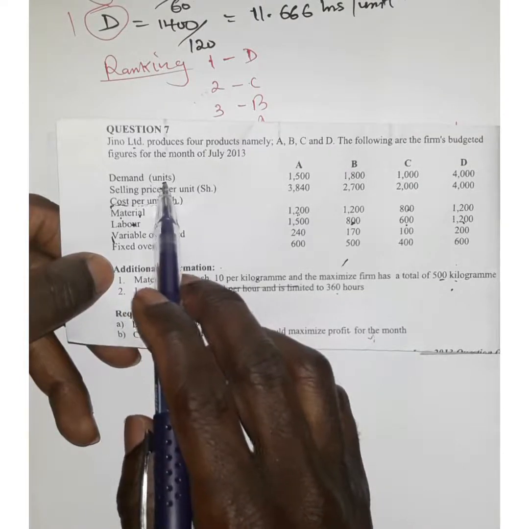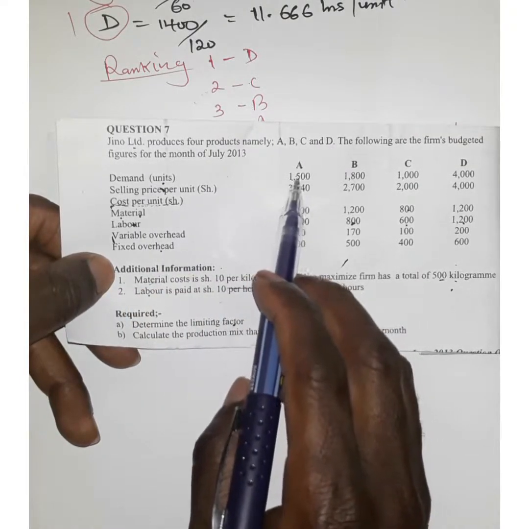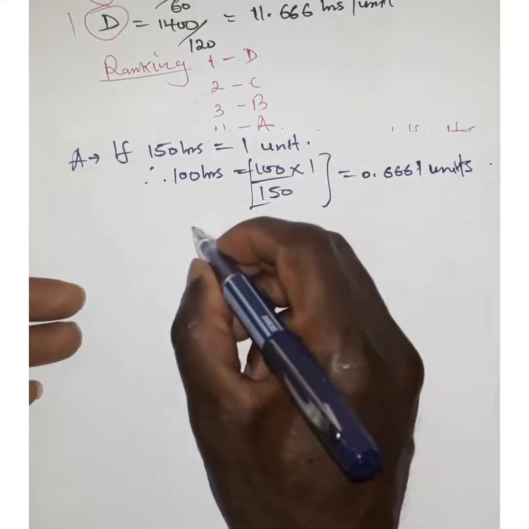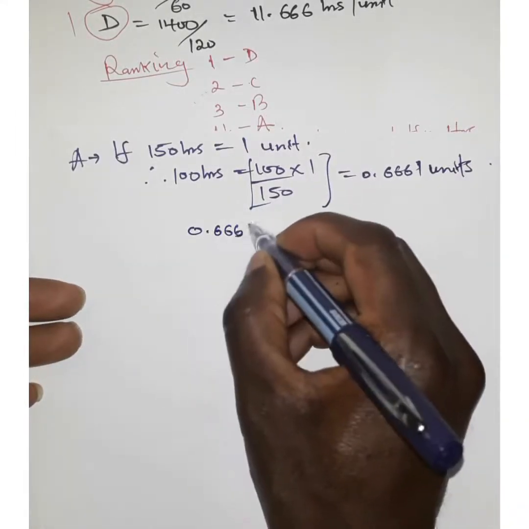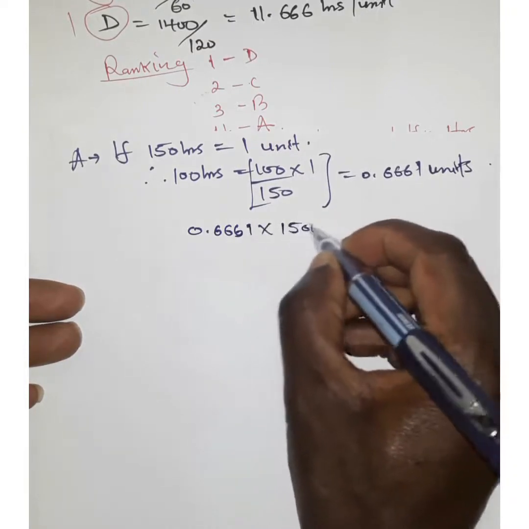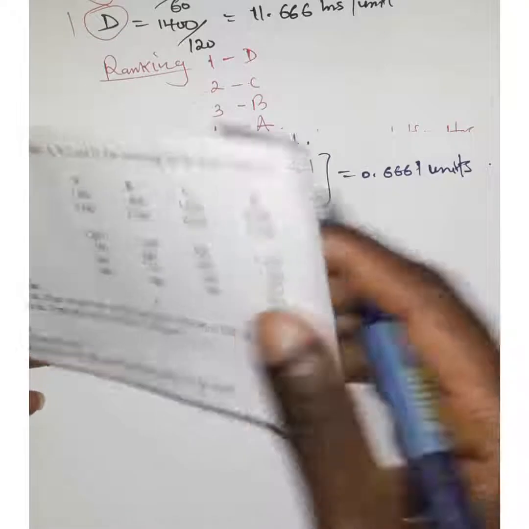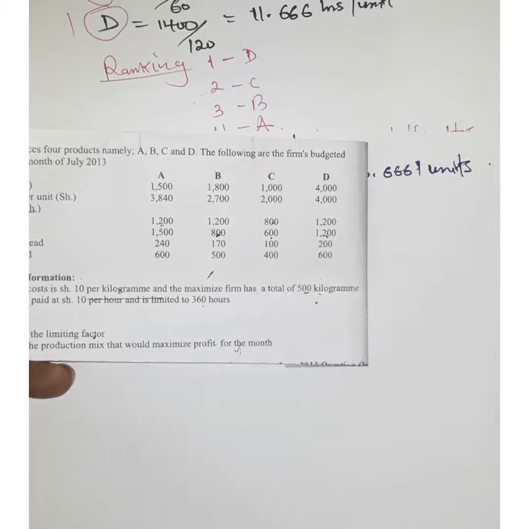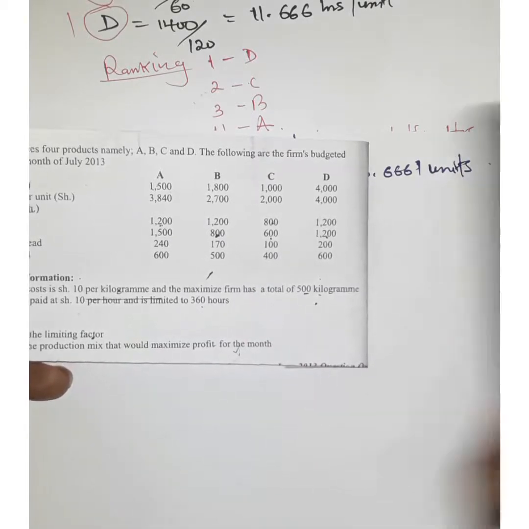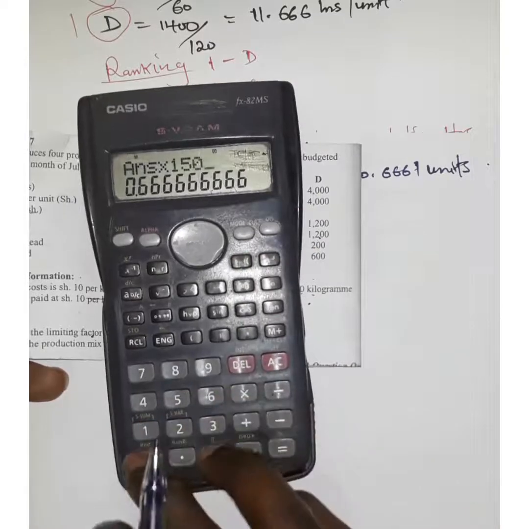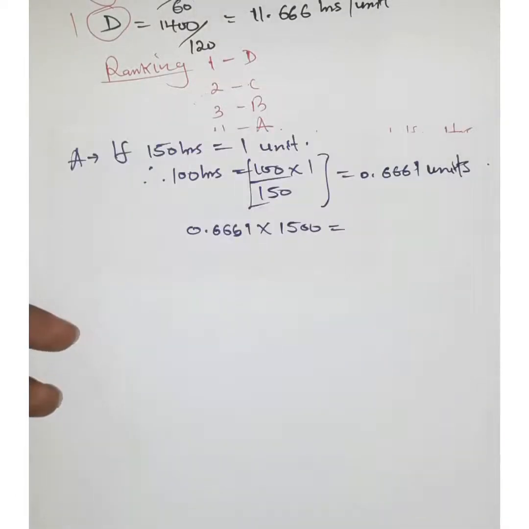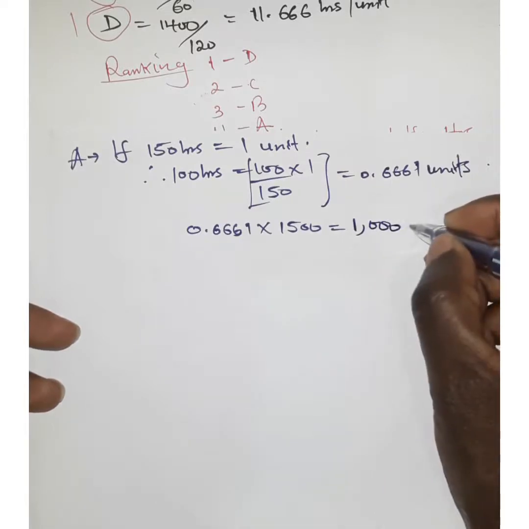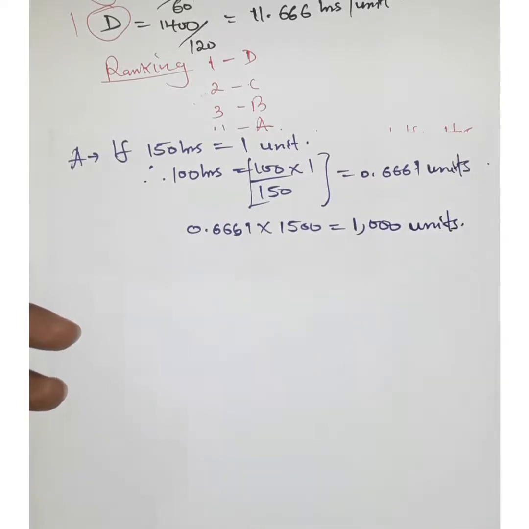But now again, we are being told that demand in units is 1500. So you're supposed to get the overall demand. We multiply 0.6667 times 1500, to get the number of units that are required as per the rescheduling under the limiting factor, and we get 1000. So we need 1000 units for A. After that, I think we're through with that particular session.